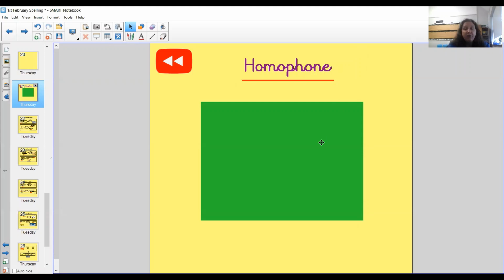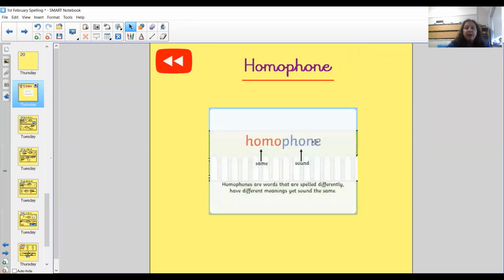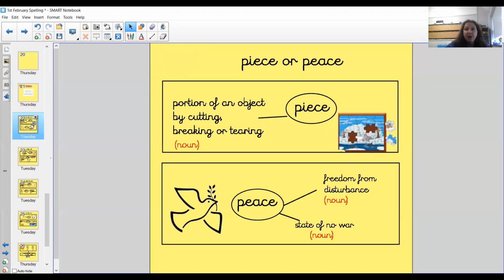Okay, so hopefully you will have remembered that homophones are words that are spelt differently. They have different meanings, yet they sound the same. So quite often they get muddled up within our writing, so it's important to make sure that we are using the correct one. Okay, so let's have a rewind to these homophones that we've been looking at, our spellings for this week.